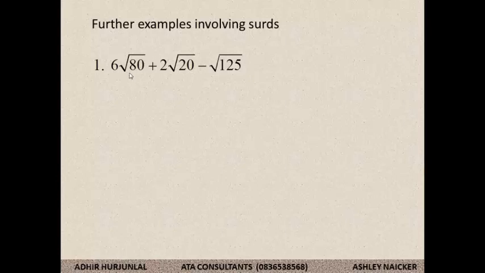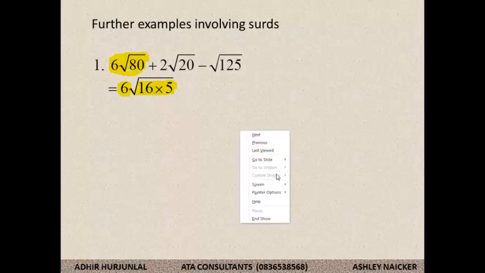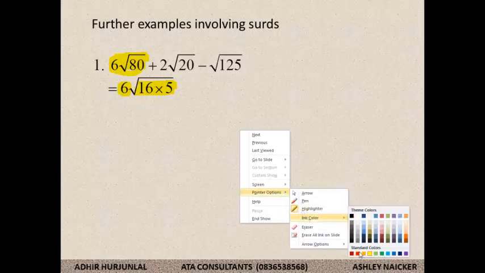6 times root 80 plus 2 root 20 minus square root of 125. This is equal to 6 root 80, which is the same as 6. Don't worry about this. I'm simply bringing that 6 down. You see that 6 has nothing to do with my simplification as yet. 80 is the same as 16 times 5. Guys, can you see where I got that from? It's the same as 16 times 5.